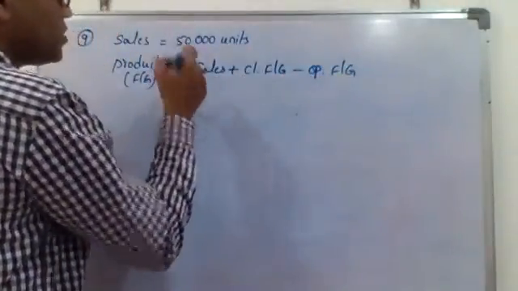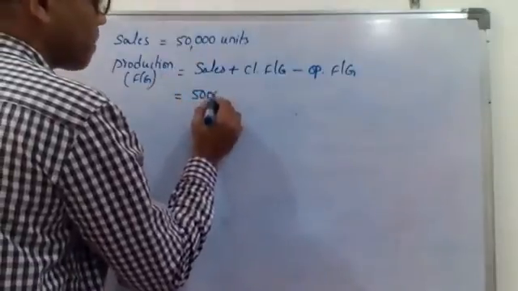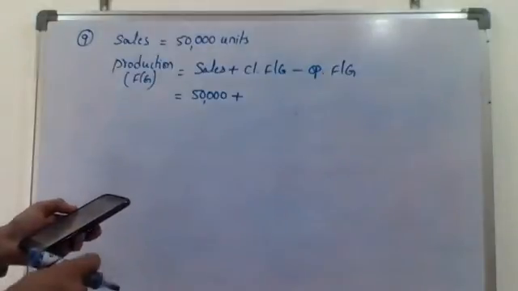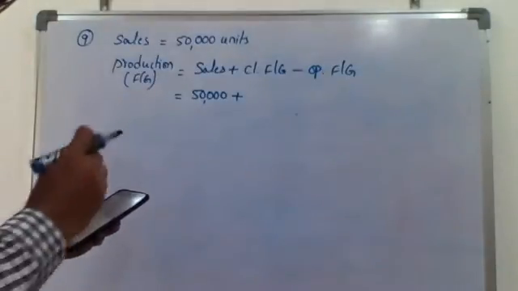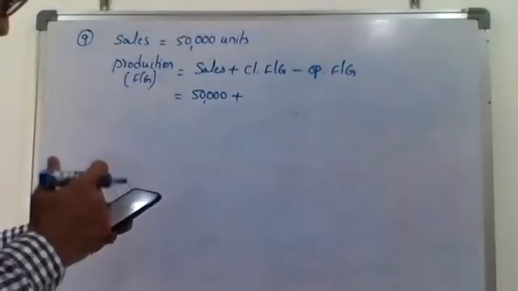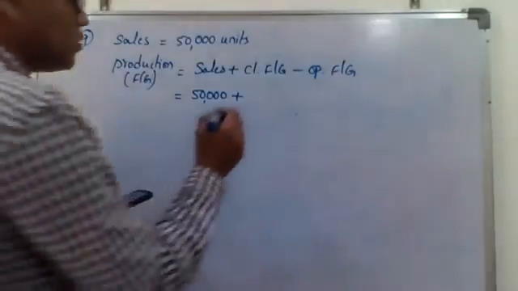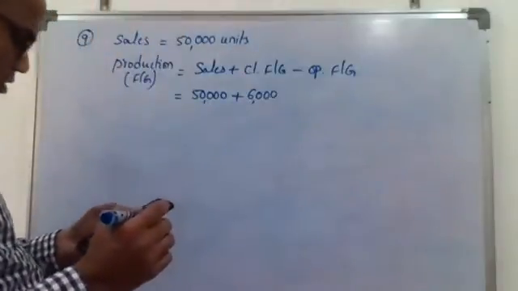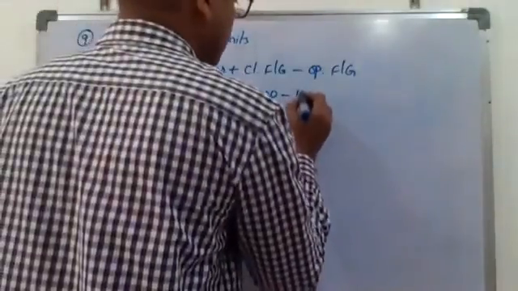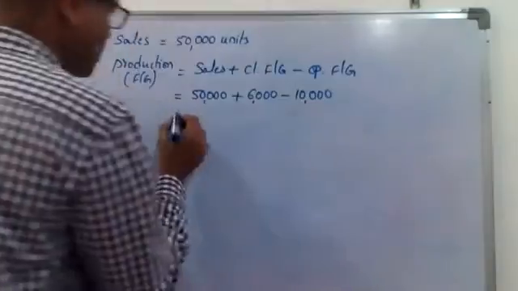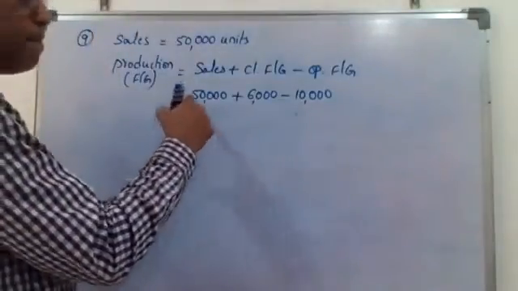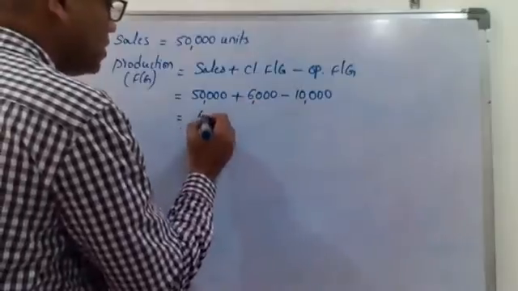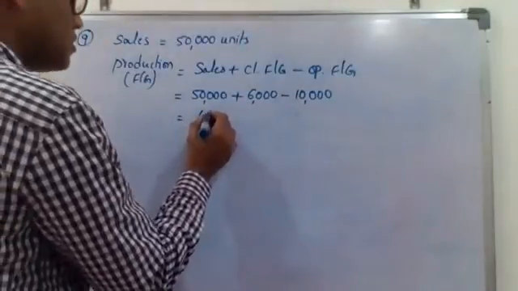What is sales given in the question? 50,000 units plus closing finished goods. Estimated opening balance of finished goods is given in the first part. In the third part, he gave estimated closing balance of finished goods as 6,000. So closing stock of finished goods is 6,000 and opening stock of finished goods is 10,000. So it is 50,000 plus 6, 56 minus 10. So it will be 46,000.